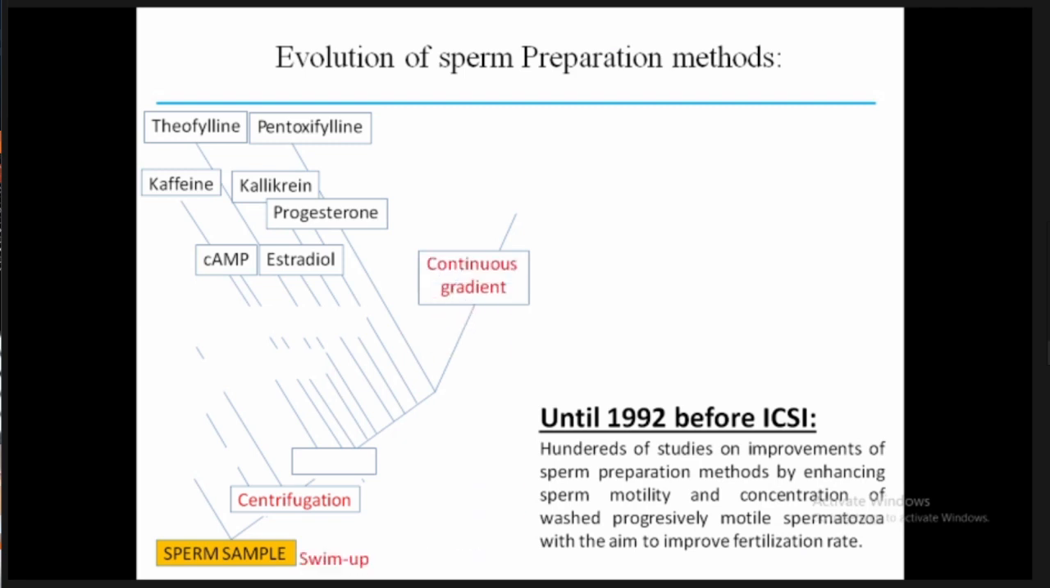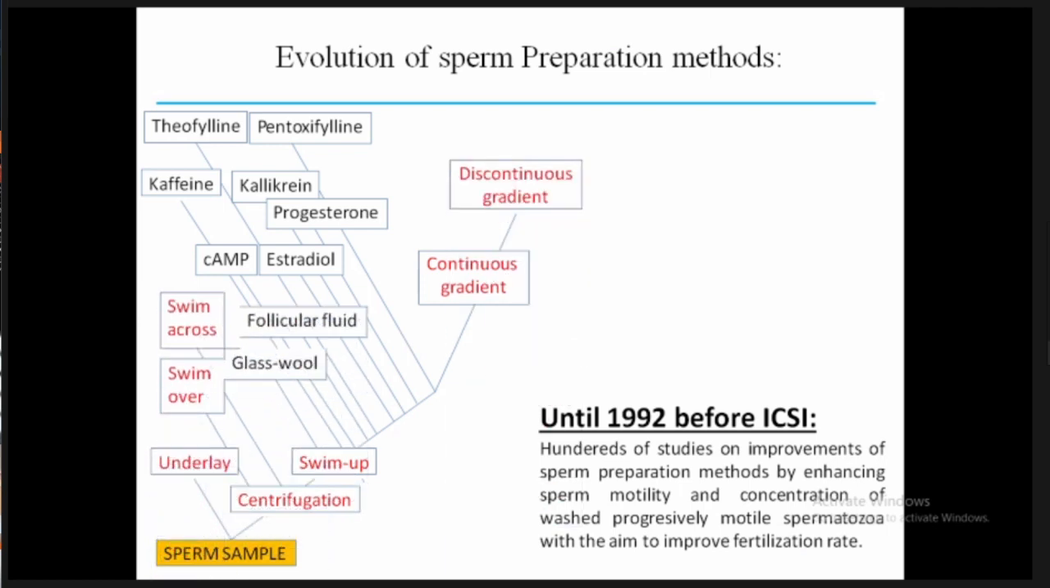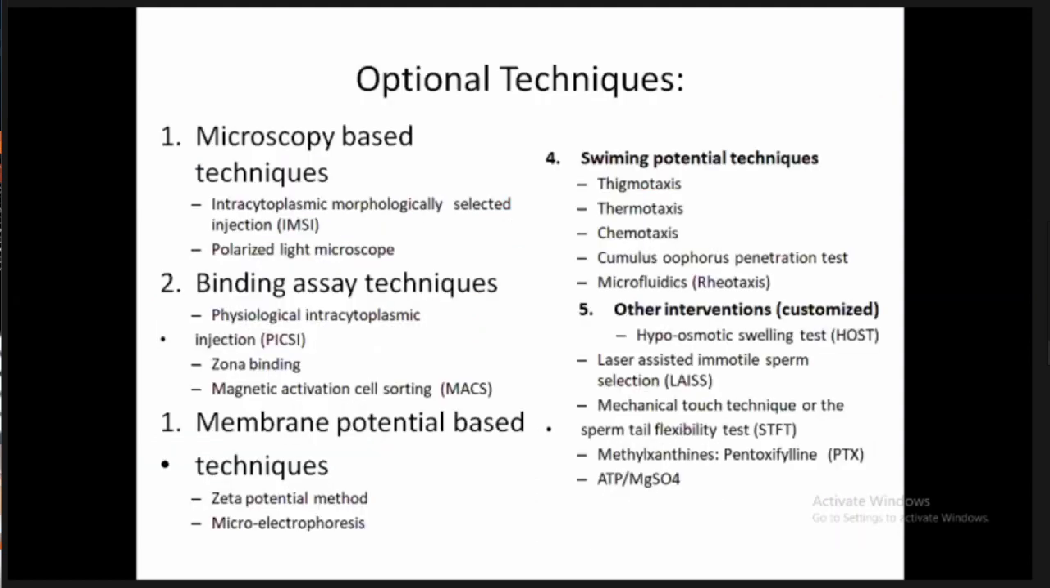with the aim to improve fertilization rate. If you broadly look at the evolution tree, the sperm preparation methods are mainly categorized as those which are based on centrifugation and those which are without centrifugation. Again, there are different methods like discontinuous gradient centrifugation and continuous gradient centrifugation. And there are techniques like swim up and swim over or swim across, which don't need any centrifugation. So I'll be in favor of these techniques.